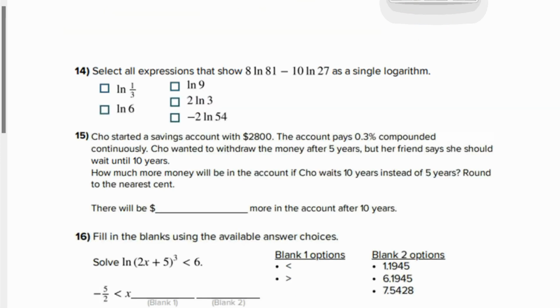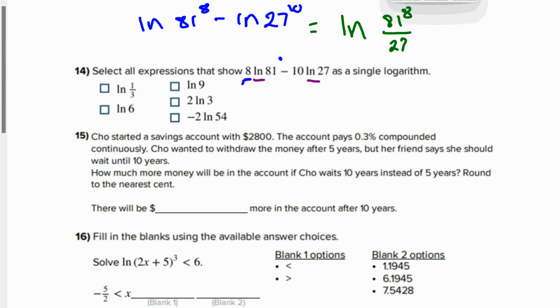All right, number 14, I'm just using my rules of logarithms, right? So there are several different ways to do this. When I subtract two logs, I'm just dividing what I'm taking the log of. And when I'm multiplying something by the log, I can rewrite that as an exponent, right? So this becomes ln of 81 to the 8th. And if you want to calculate that, you can, or you can just leave it, minus ln of 27 to the 10th. And then when I'm subtracting two logs, I just divide. So this would be ln of 81 to the 8th divided by 27 to the 10th.